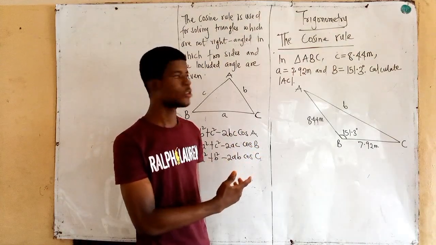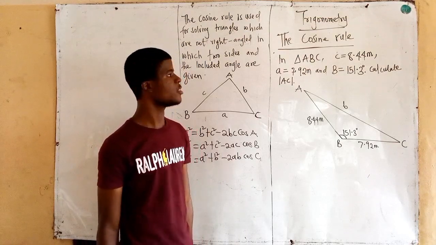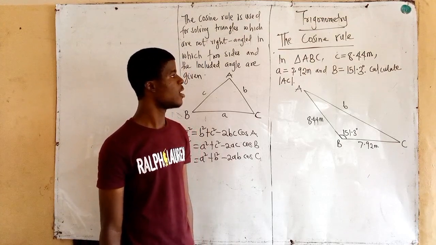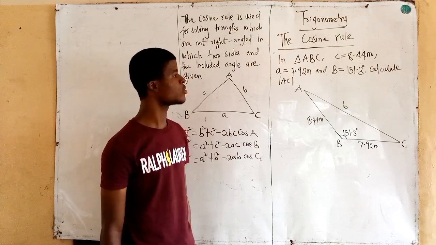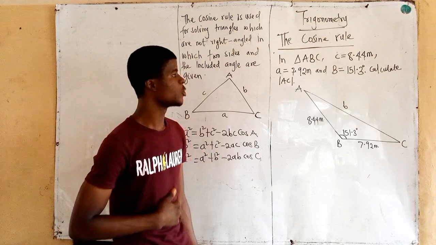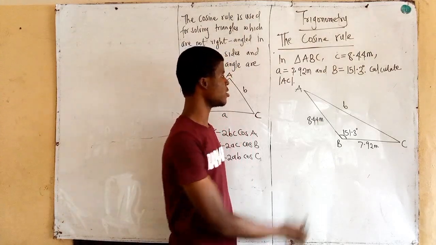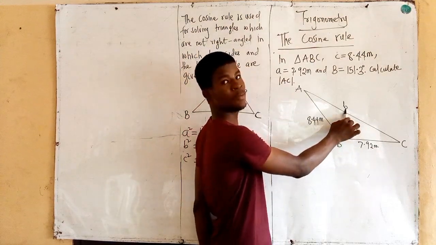The question says, in triangle ABC, c, which is side c, is equal to 8.44 meters, side a is equal to 7.92 meters, and B, as angle B, is equal to 151.3 degrees. Calculate line AC, which is labeled b.